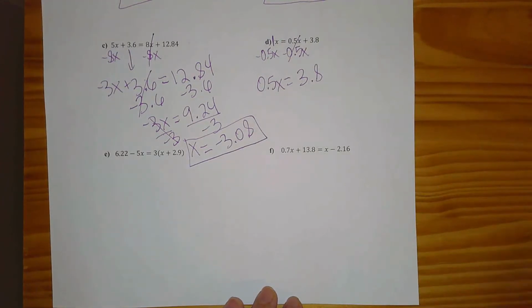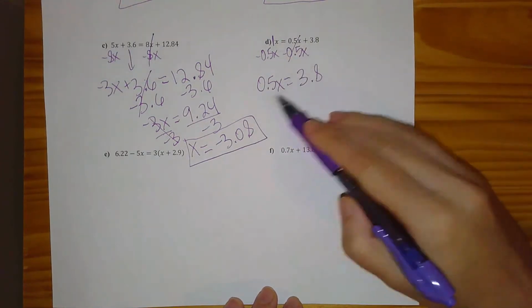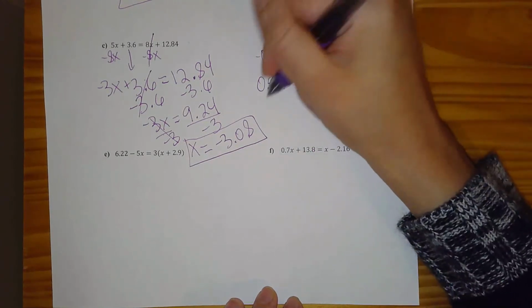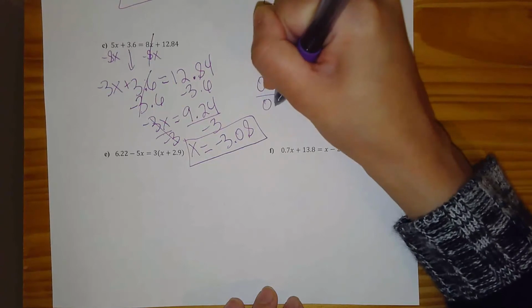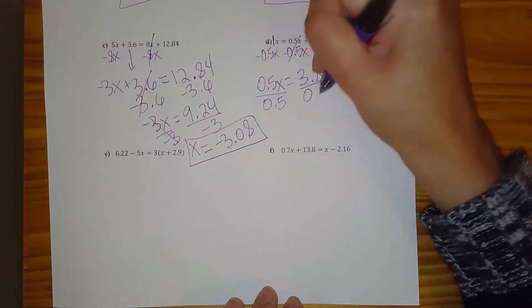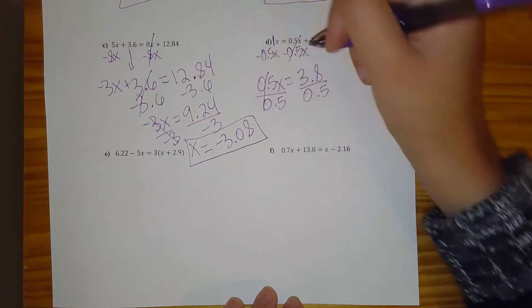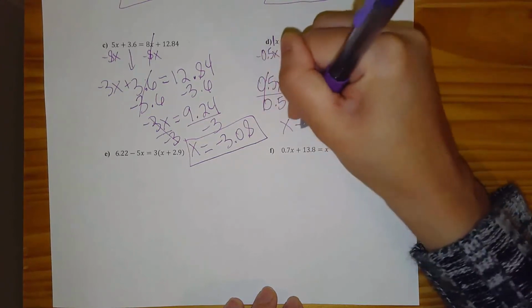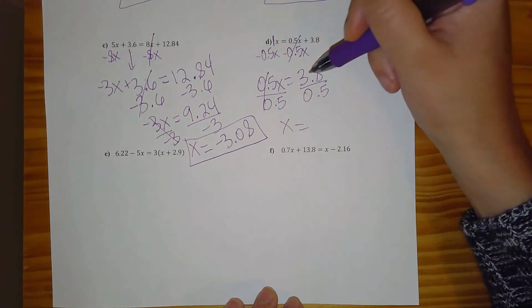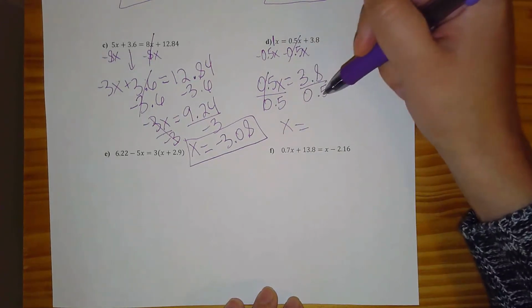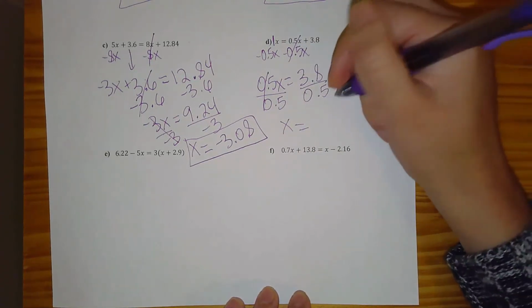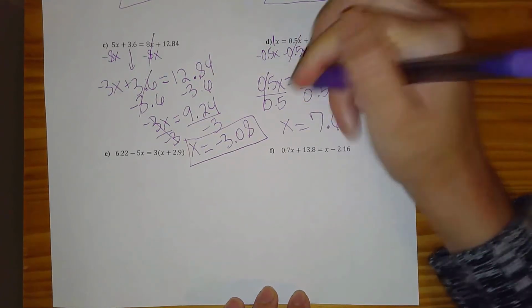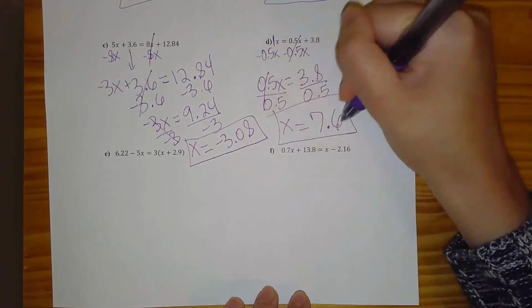Okay. Then I need to get rid of the 0.5. It's multiplied by the x. The opposite of multiplying is dividing. So I'm going to divide both sides by 0.5. 0.5 divided by 0.5 is 1. So now I've got 1x. On the left side, I have 3.8 divided by 0.5, which is 7.6 on the right side. So x equals 7.6. Okay.